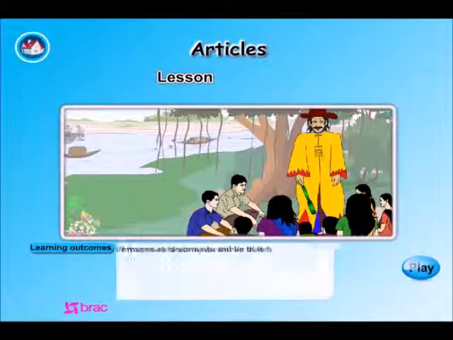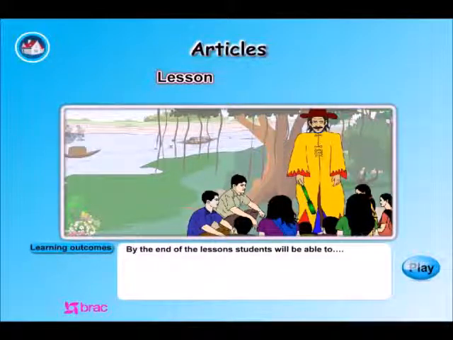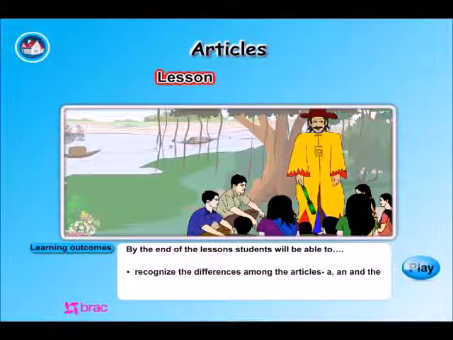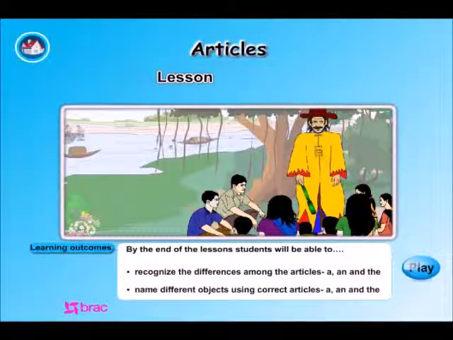Learning outcomes. By the end of the lesson, students will be able to recognize the differences among the articles a, an, and the. Name different objects using correct articles a, an, and the.